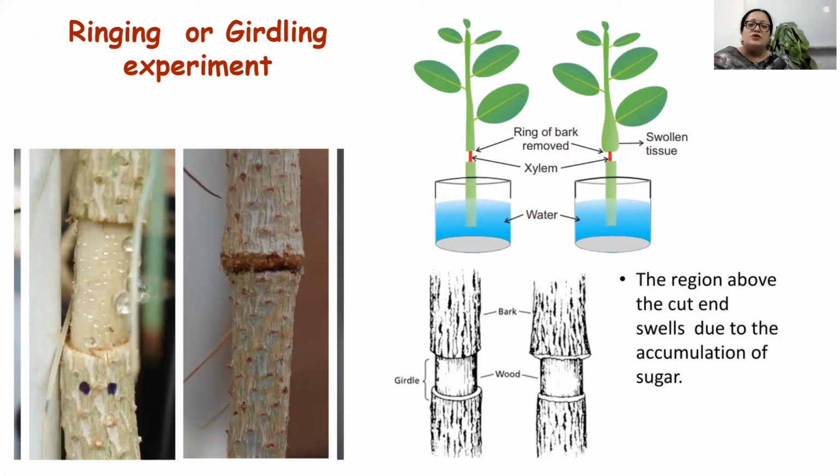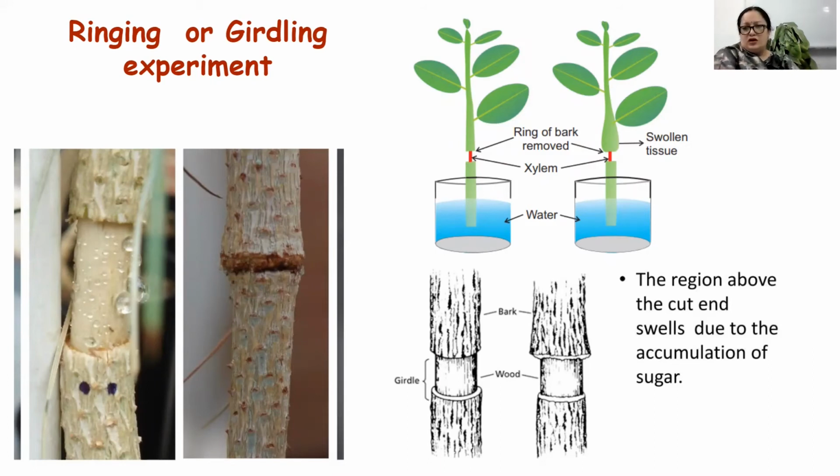Now, what is the ringing or the girdling experiment? In the lab, we use a twig in which the roots have been removed. Here, a small ring of bark and phloem is removed from the plant. The entire plant setup is kept in a beaker or a container full of water for some time. Afterwards, we notice that the leaves remain erect. That means the leaves are still turgid. They are able to photosynthesize and they are able to prepare food.